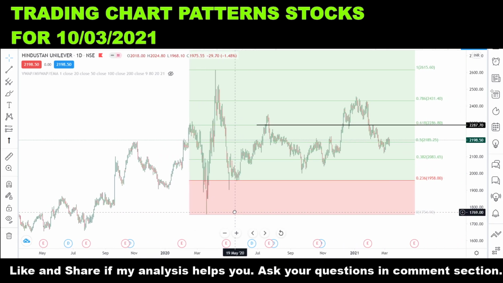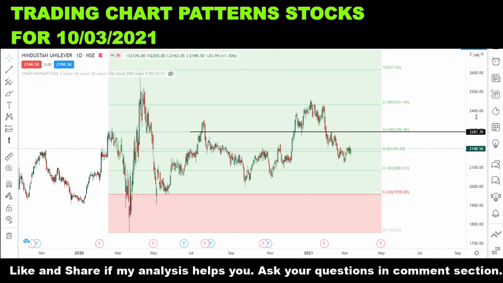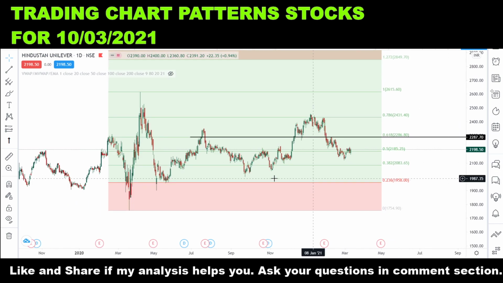Let's analyze this share, Hindustan Unilever. First of all, let's see the swing high and swing low of Hindustan Unilever. This was the swing low and this was the swing high, and the stock is currently trading between the 0.5 and 0.6 levels of Fibonacci. So how should we trade this stock tomorrow, or how should we trade this stock in our swing positions or in our intraday positions?